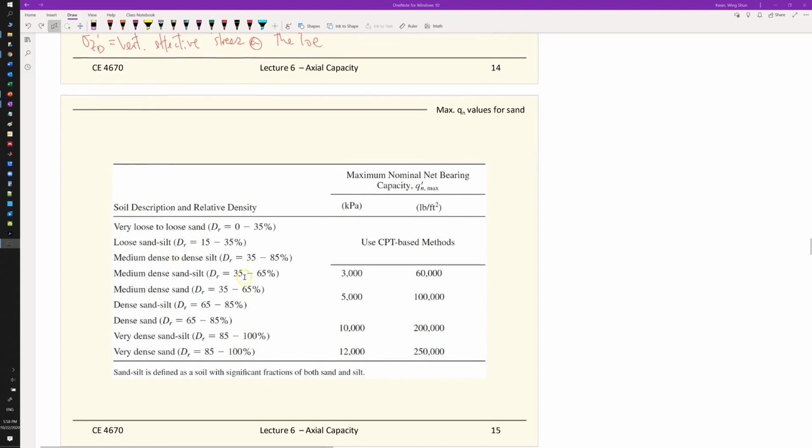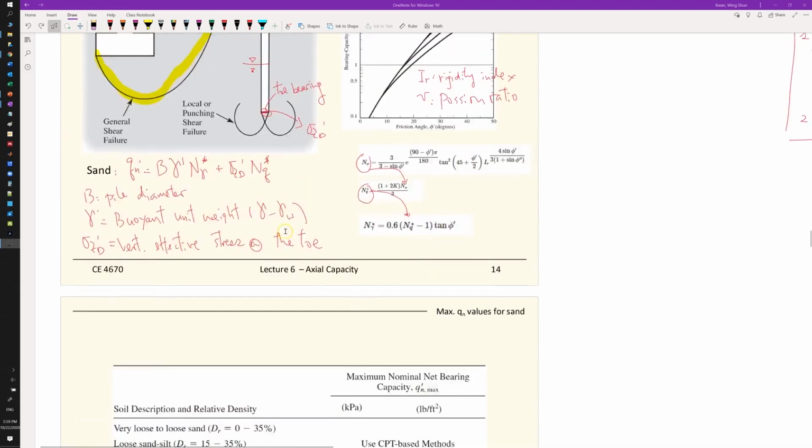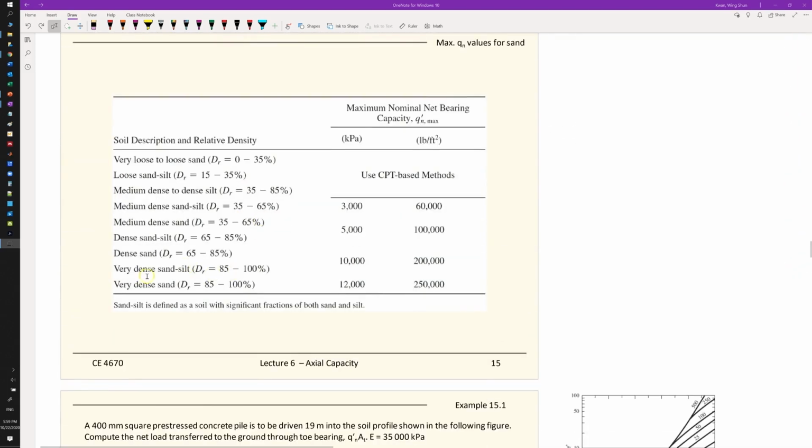Based on different soils, for denser soil such as medium dense sand or sand-silt type soils, you have a different maximum cap. For example, if you have a very dense sand stratum that the toe of your piles is bearing on, and you calculate the toe bearing capacity as 15,000 kilopascal, API recommends that you don't use 15,000, use 12,000. So those are things you need to pay attention to when you have piles bearing on sand.